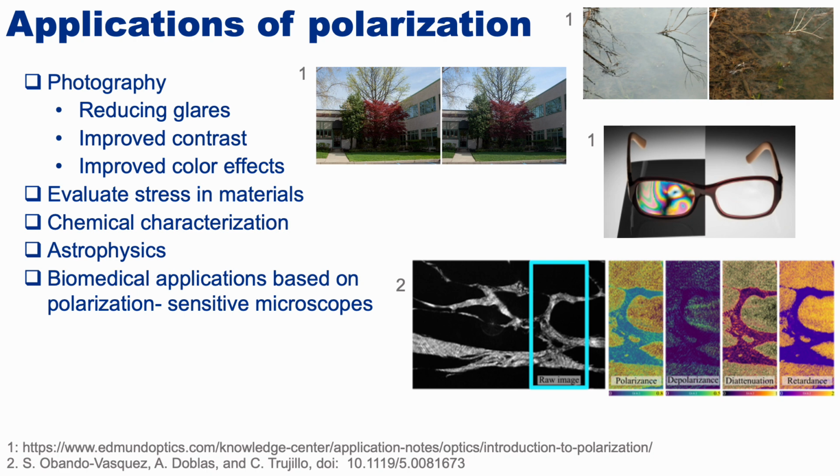Probably one of the most important ones is in photography. As we can see, we can try to reduce some glare. So here, when we use a camera with a polarizer, then we can see what is under the water. We can improve contrast. We can see the colors better. But also for materials, especially plastics or glasses, if we put them between two linear polarizers that are orthogonal to each other, we can analyze the stress.